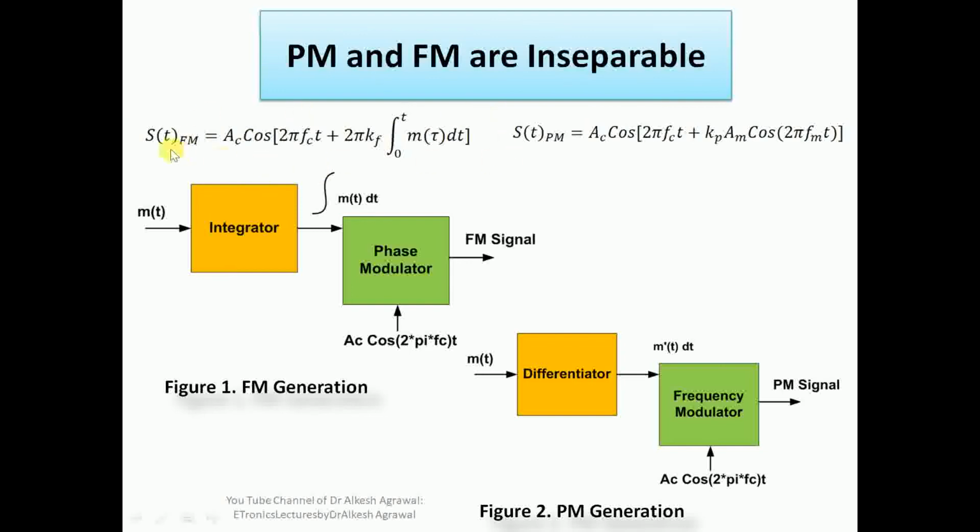If we notice these two expressions, somehow if we generate this integrated form of the message signal and process it through a phase modulator, we have this kind of signal. This diagram depicts the same. We have the message signal, it is passed through an integrator, so we have the integrated form of the message signal, and we process this through a phase modulator with the help of a carrier signal. So what we get is an FM signal.